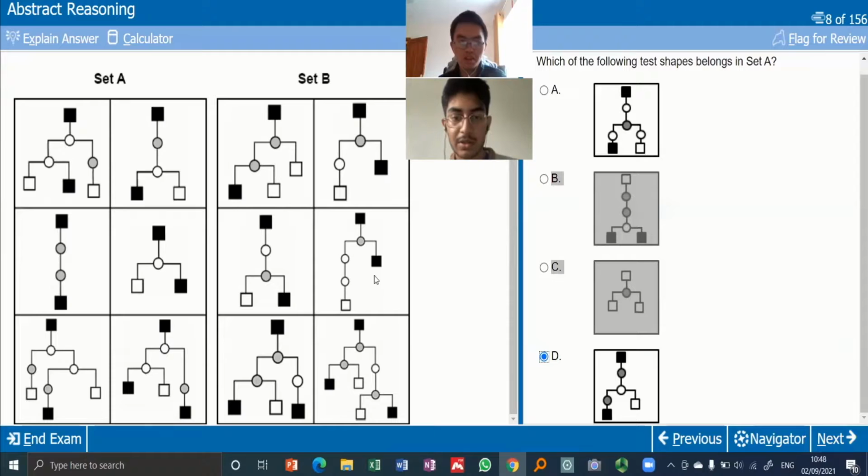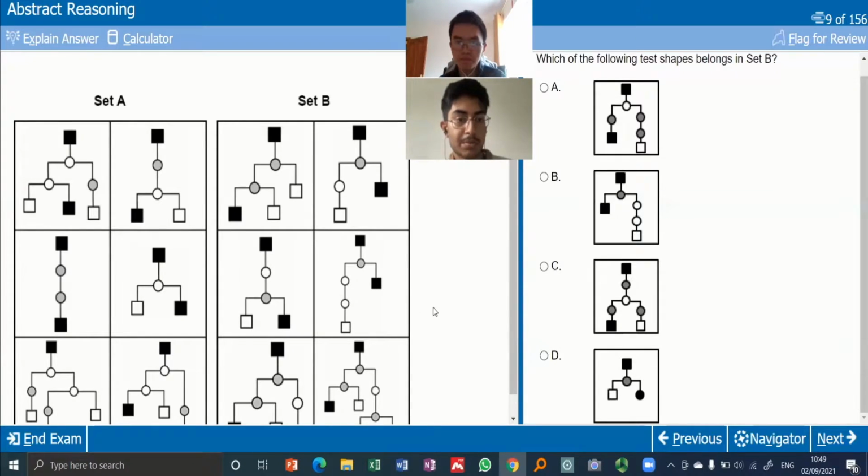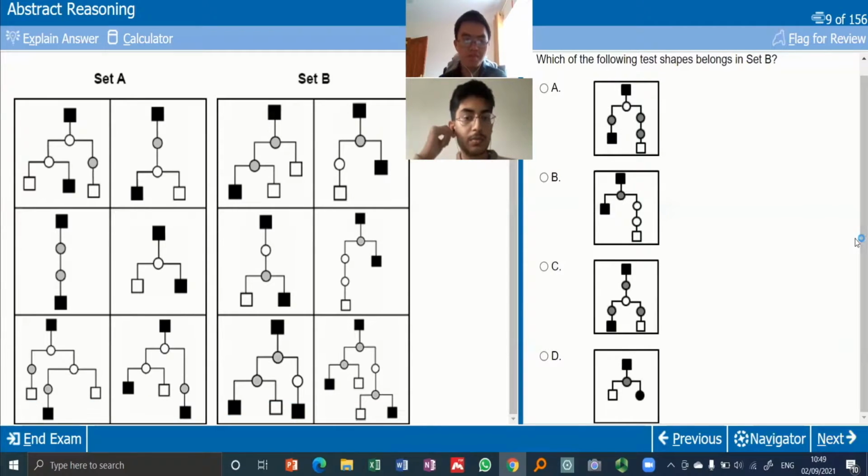Yeah, so what will often be the case is that there's a pattern that most people can get, so the grey and white circle one, but then there's a more subtle pattern that the more alert people will get. So the fact that there's a black square at the top. Yeah, it doesn't seem like there's a connection with the bottom squares, so that's a red herring.